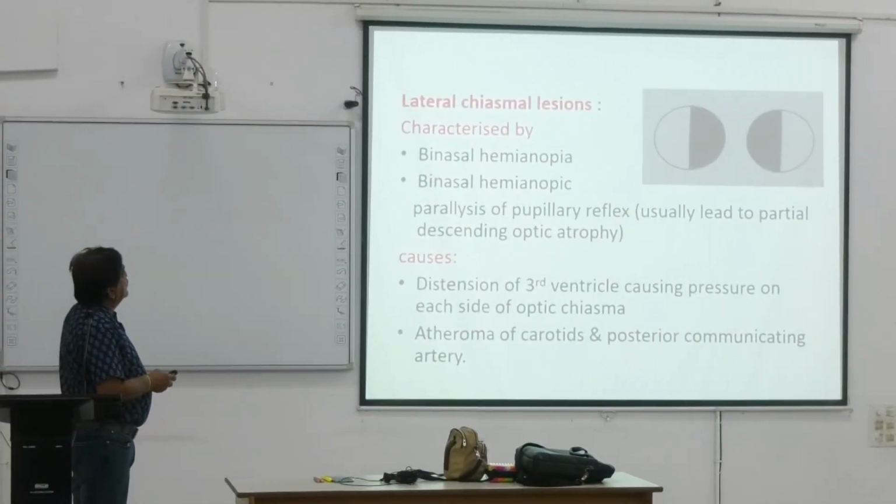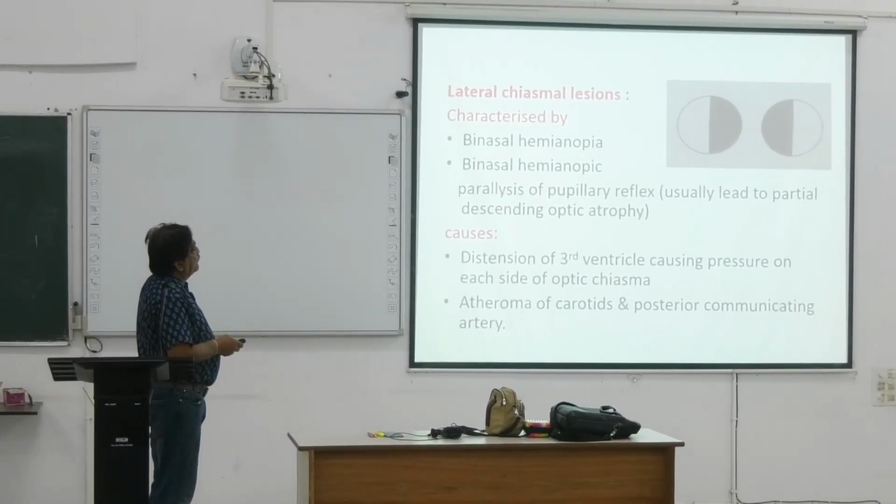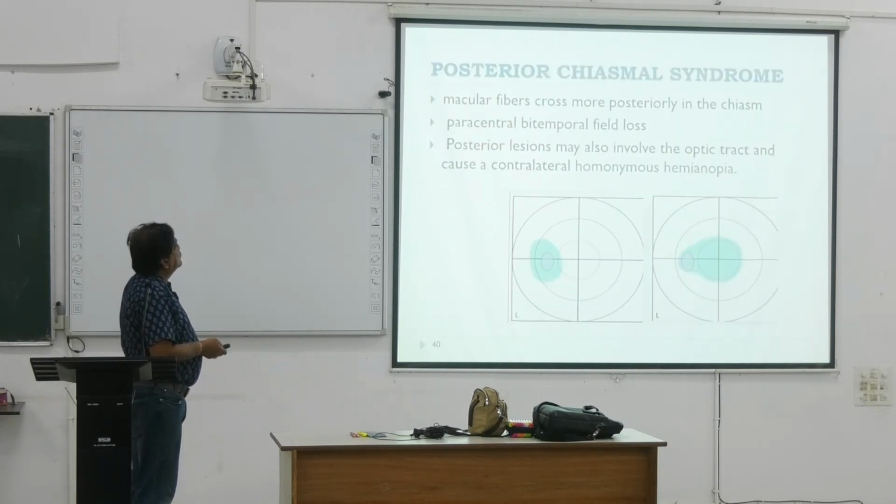Lateral chiasmal lesion causes binasal hemianopia, with paralysis of the pupillary reflex, usually leading to partial descending optic atrophy. Causes include third ventricle dilatation causing pressure on each side of the optic chiasma, atheroma of the carotids and posterior communicating artery. Posterior chiasmal syndrome: macular fibers cross more posteriorly in the chiasma, causing paracentral bitemporal field loss. Posterior lesion may also involve the optic tract and cause a contralateral hemianopia.